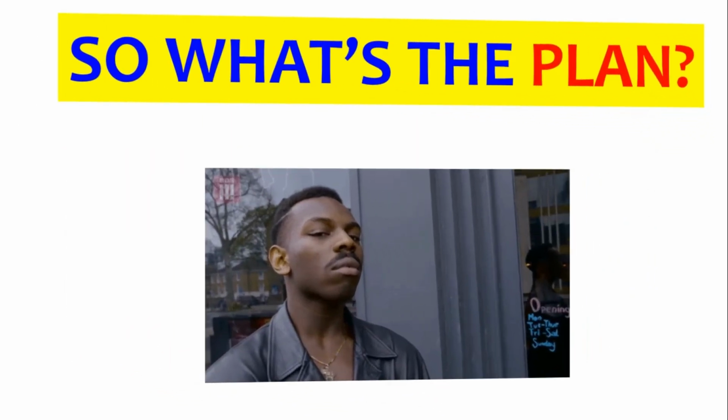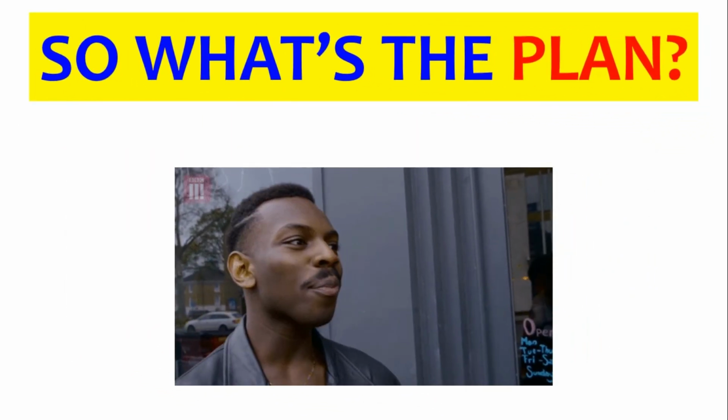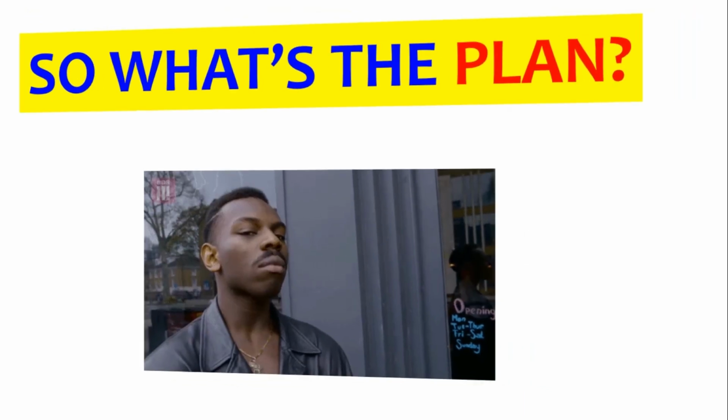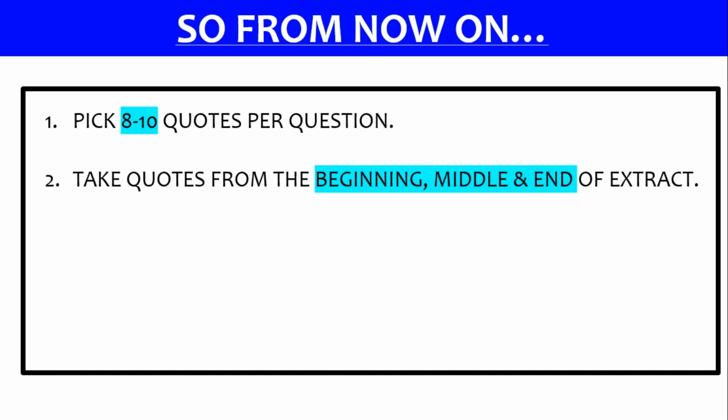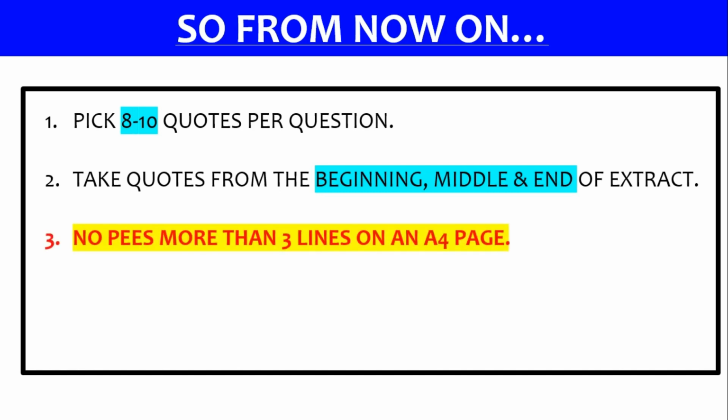So what is the plan? What are we going to do to make sure we don't make exactly the same mistakes? From now on, we are going to pick 8 to 10 quotes per question. So if it's a 10-mark question, I want us to pick 8 to 10 quotes from the text. Take quotes from the beginning, middle and end of the extract.